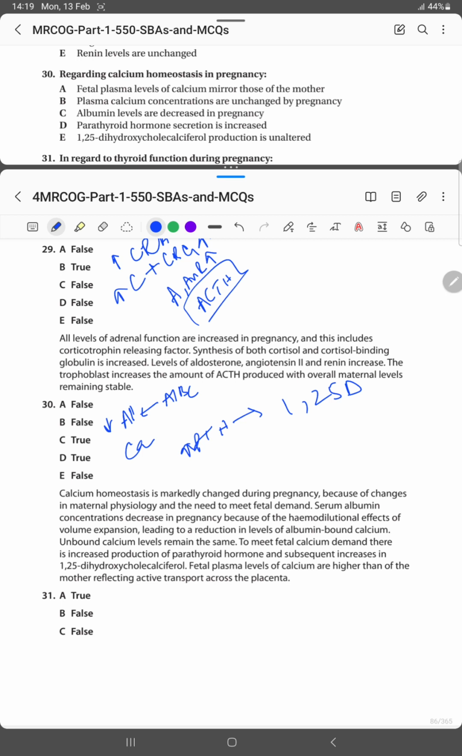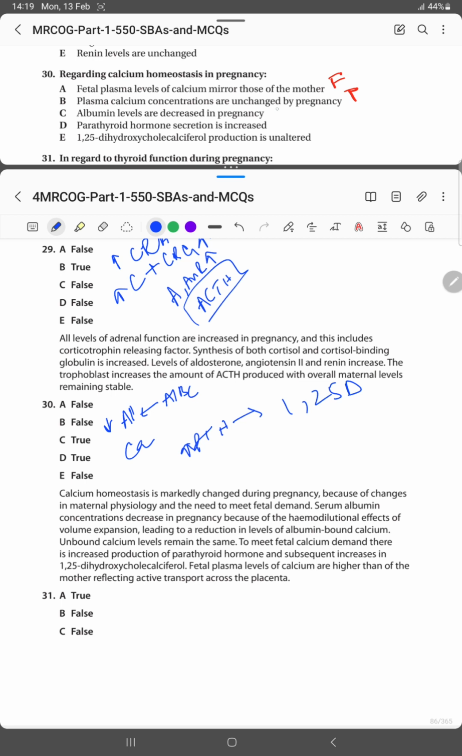And move to our options regarding the fetal plasma levels of the calcium mirror that of the mother. No, that is false, because the fetal calcium levels are going to increase. Plasma calcium concentrations are unchanged by the pregnancy. Yes, that is true, because the serum calcium levels will remain the same.